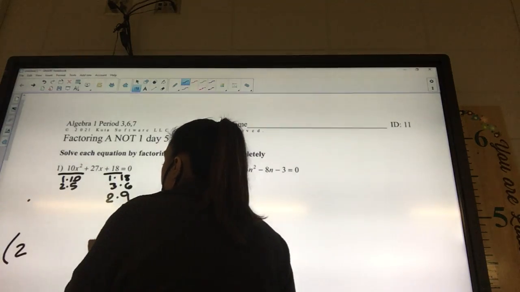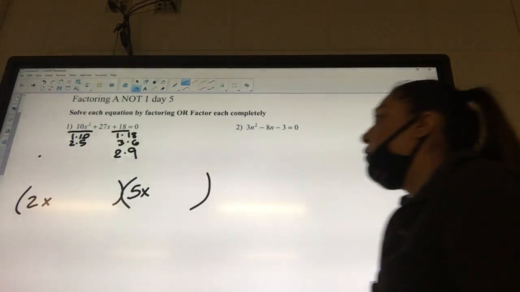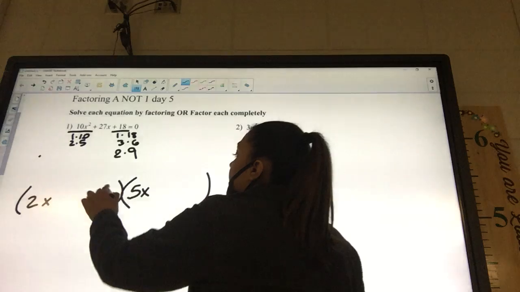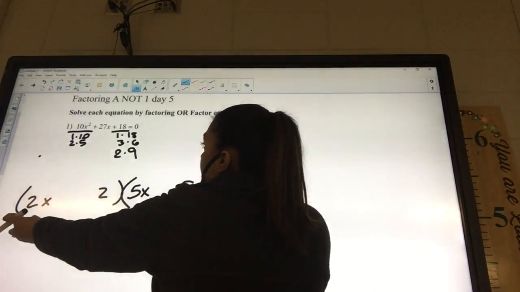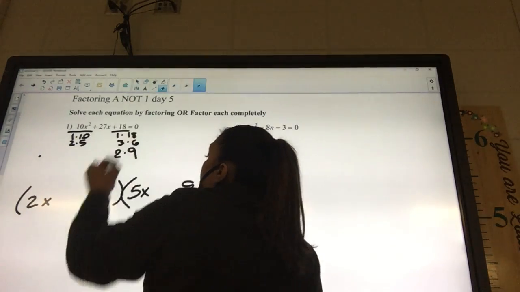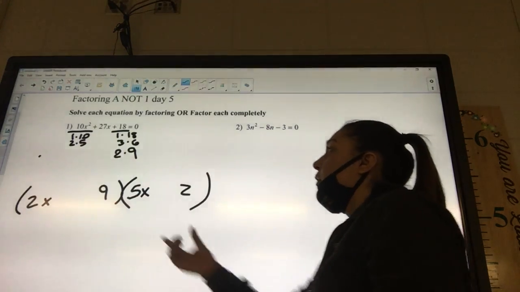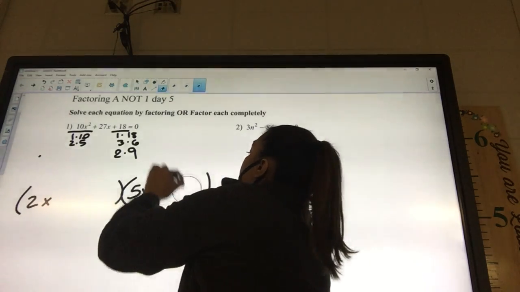Okay, with the 2 and 5, we can say x and x. What pair for the last do you want to try? 2 and 9. What would you get for the inner and the outer? 10 and 18. Would that work? No. Okay, so let's put 9 and 2. 45 and 4. Think it's going to work? No. What do you want to try?